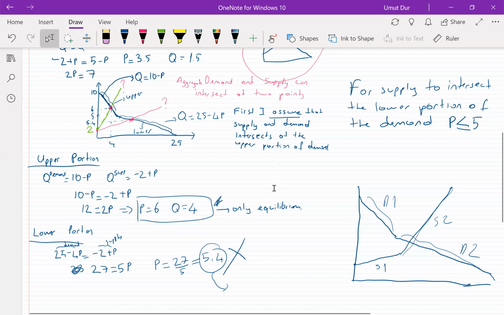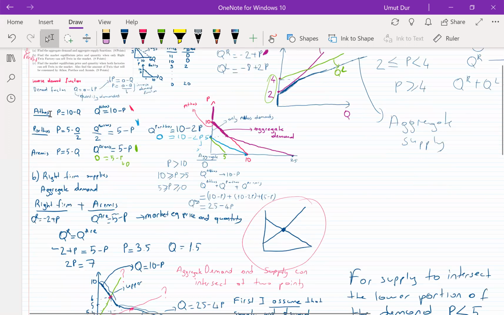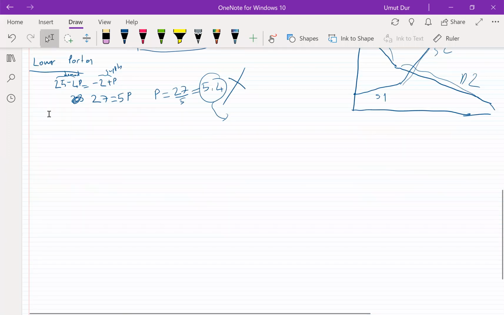Perfect. So if there is no question, for part C I want you to work on it. It's not a homework, but I highly suggest you go over the parts. So that's all for the market equilibrium. I hope everything is clear. Now we will continue with the rest of chapter 2.